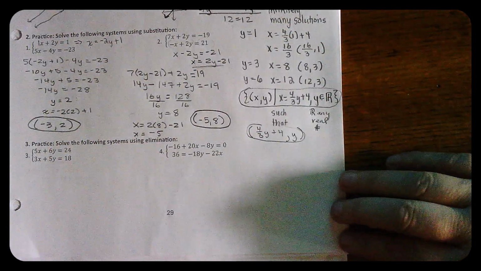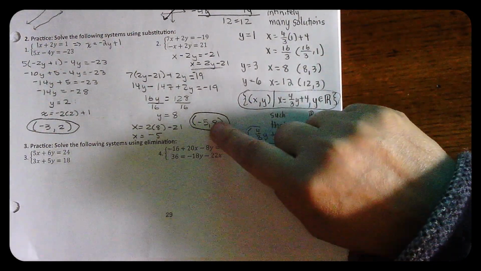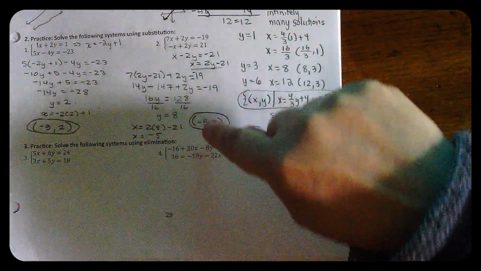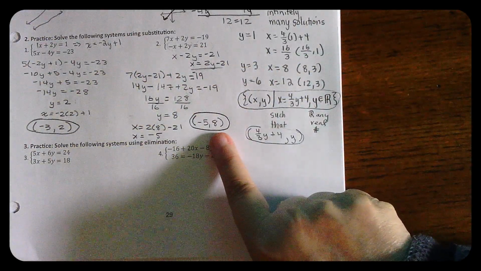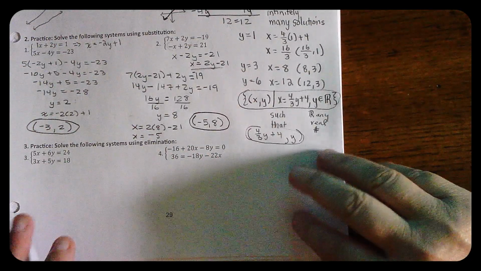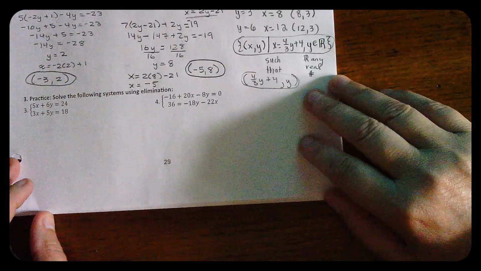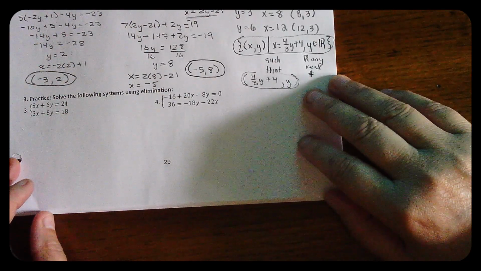All right. Don't forget to do that because I'll count off. You have to make sure you can understand that the solution is the ordered pair x and then y. All right, now pause the video and practice using elimination, and then come back and see how you did.